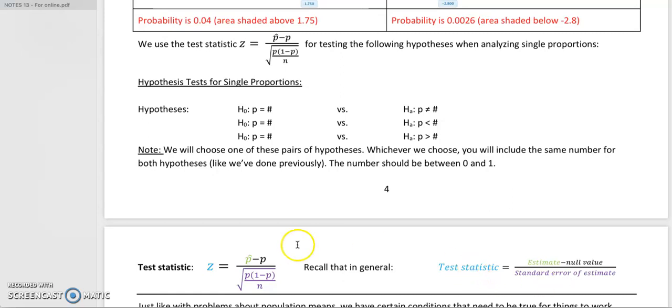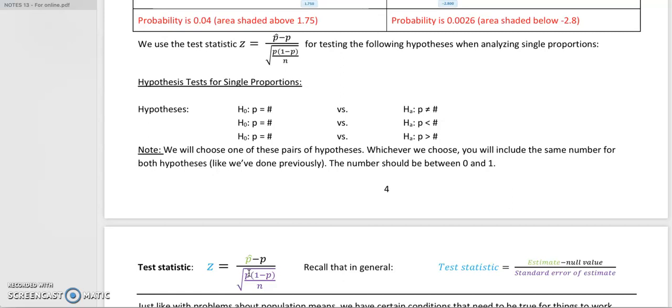So in this case, we want to know the population proportion. P hat is our best guess for that value. We would plug in whatever our null hypothesis thinks p is, and then this would tell us how much our p hat values would vary from sample to sample.